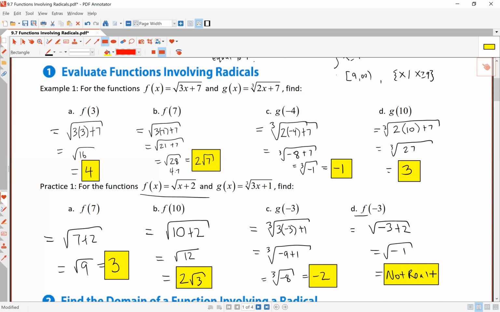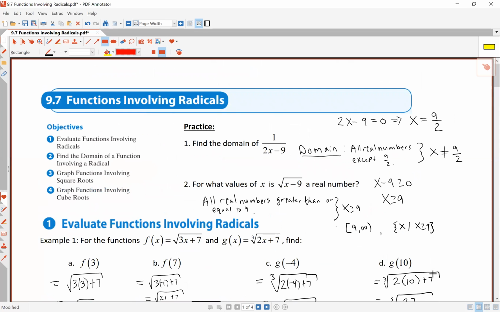And this concludes the video for section 9.7, functions involving radicals. Objective 1, evaluate functions involving radicals.